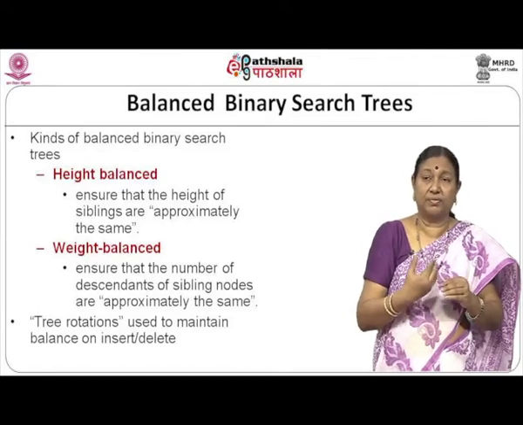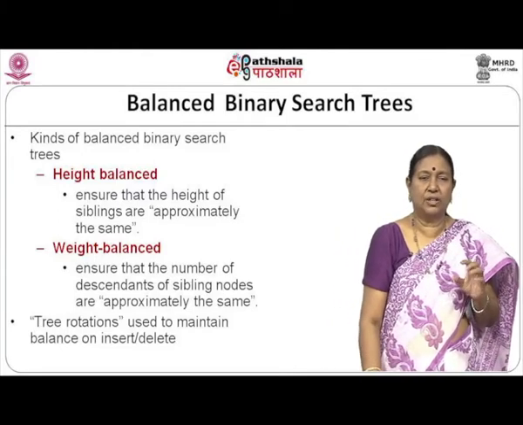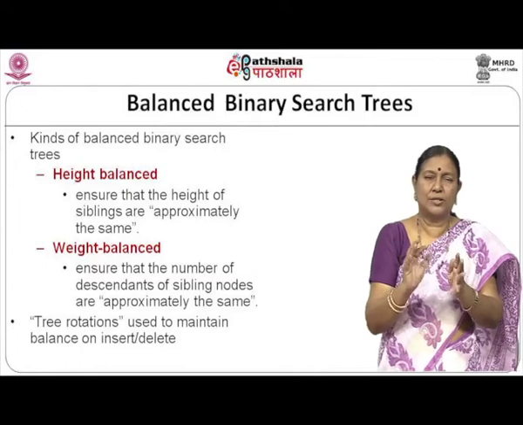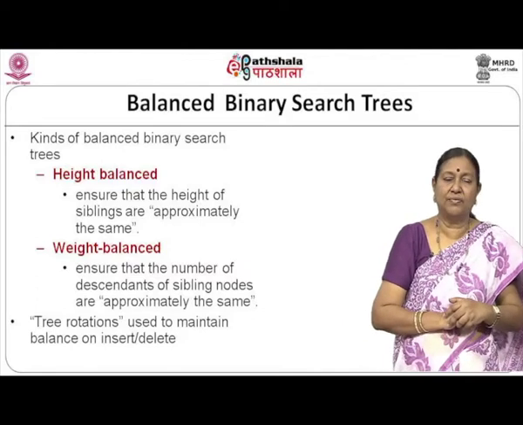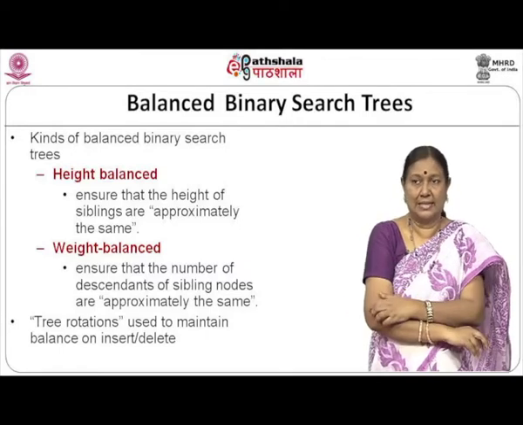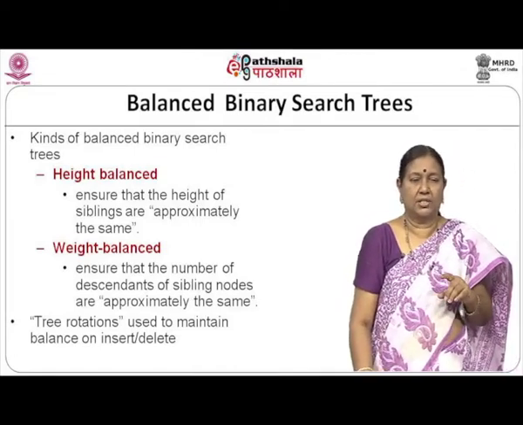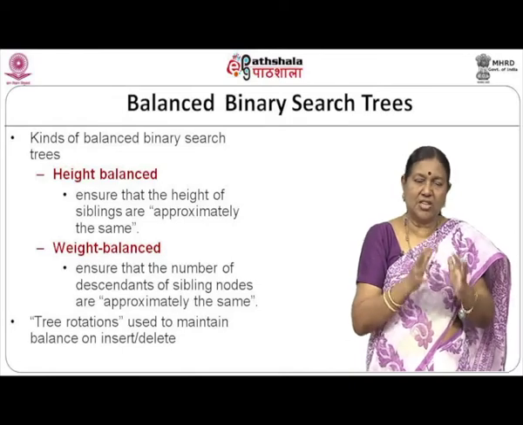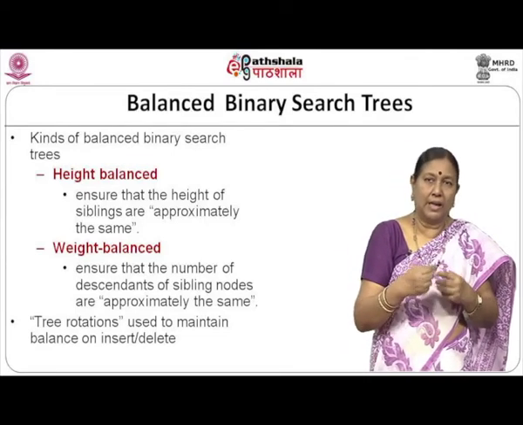Now, what are the types of balanced binary search trees? You have height balanced. What this means is ensure that the height of the siblings are approximately the same. Or you can have weight balance. Here we ensure that the number of descendants of sibling nodes are approximately the same. Descendants, it is almost the same, but it is treated in a slightly different way. We will basically be talking about height balanced binary search trees. Tree rotations, I mentioned in the learning objectives, are used to maintain the balance, whatever the condition of balance we are stating, after every insertion and deletion.